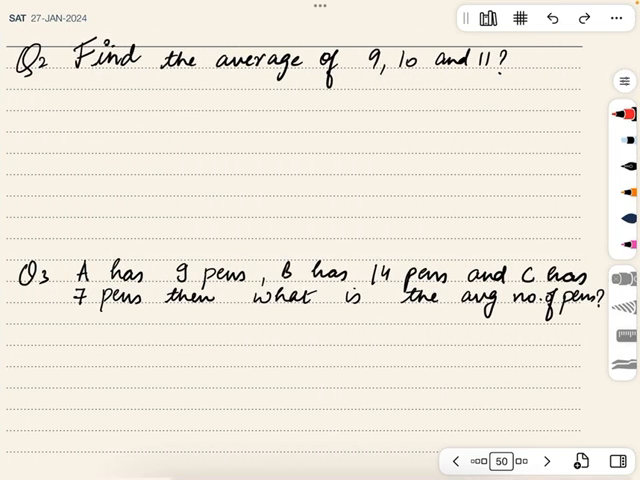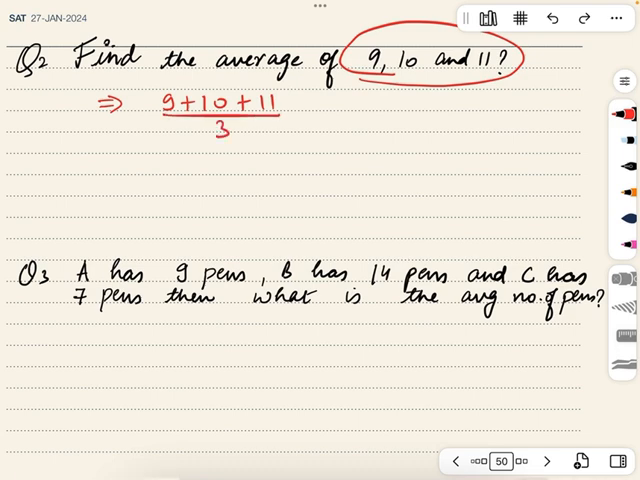Next example. Now you can easily figure out the average of 9, 10 and 11. Let's see the sum of 9, 10 and 11. So 9 plus 10 is 19. 19 plus 11 is 30. Divided by 3 because there are 3 numbers. So 30 divided by 3 is 10. 10 hence is the average of the entities.